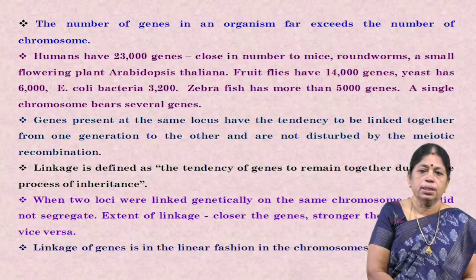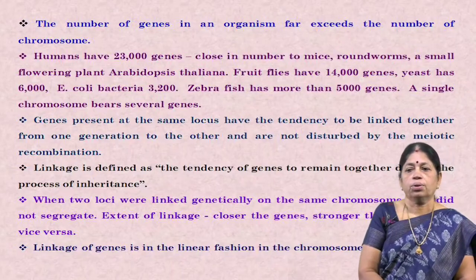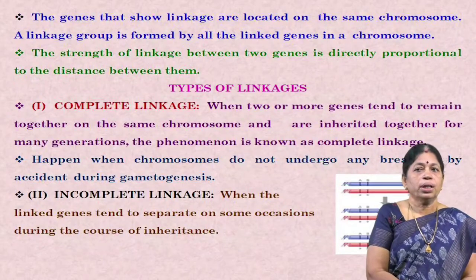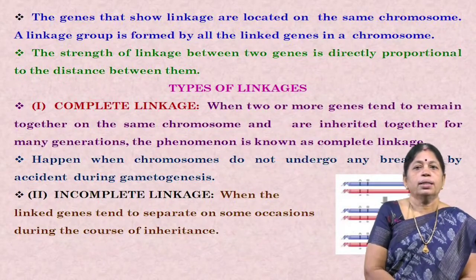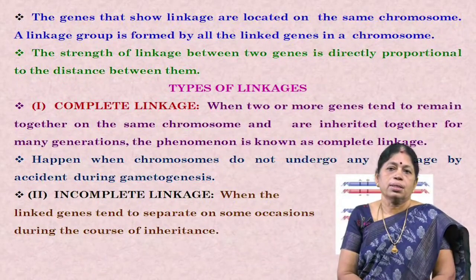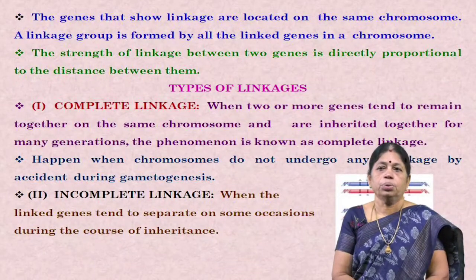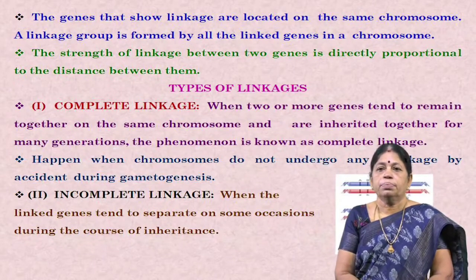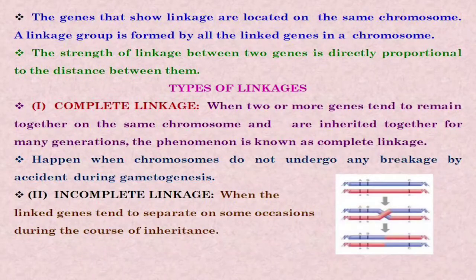Linkage of genes is in a linear fashion in the chromosome, and the linked genes are located on the same chromosome. A linkage group is formed by all the linked genes in the chromosome. The strength of the linkage between two genes is inversely related to the distance between them. That means if the genes are arranged closer, the linkage will be closer, isn't it? The tight linkage. Sometimes incomplete linkage also occurs.